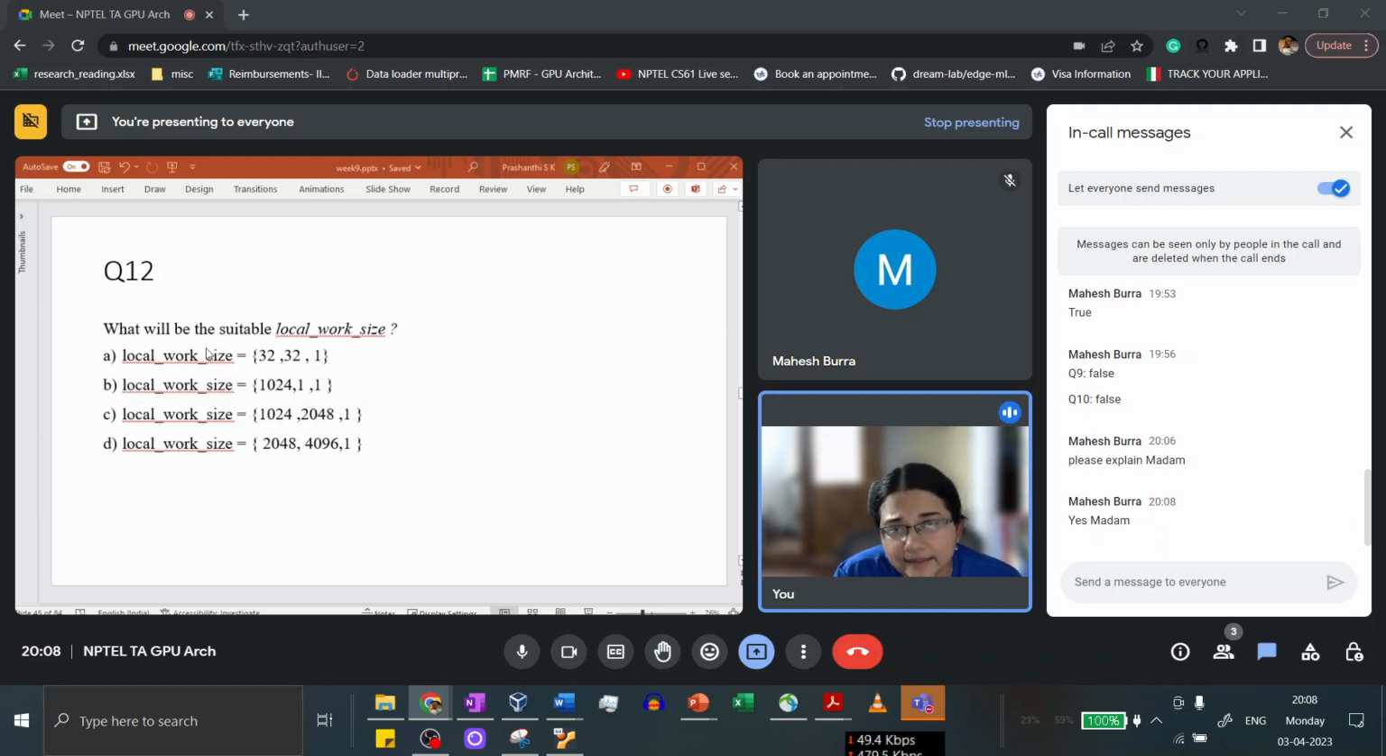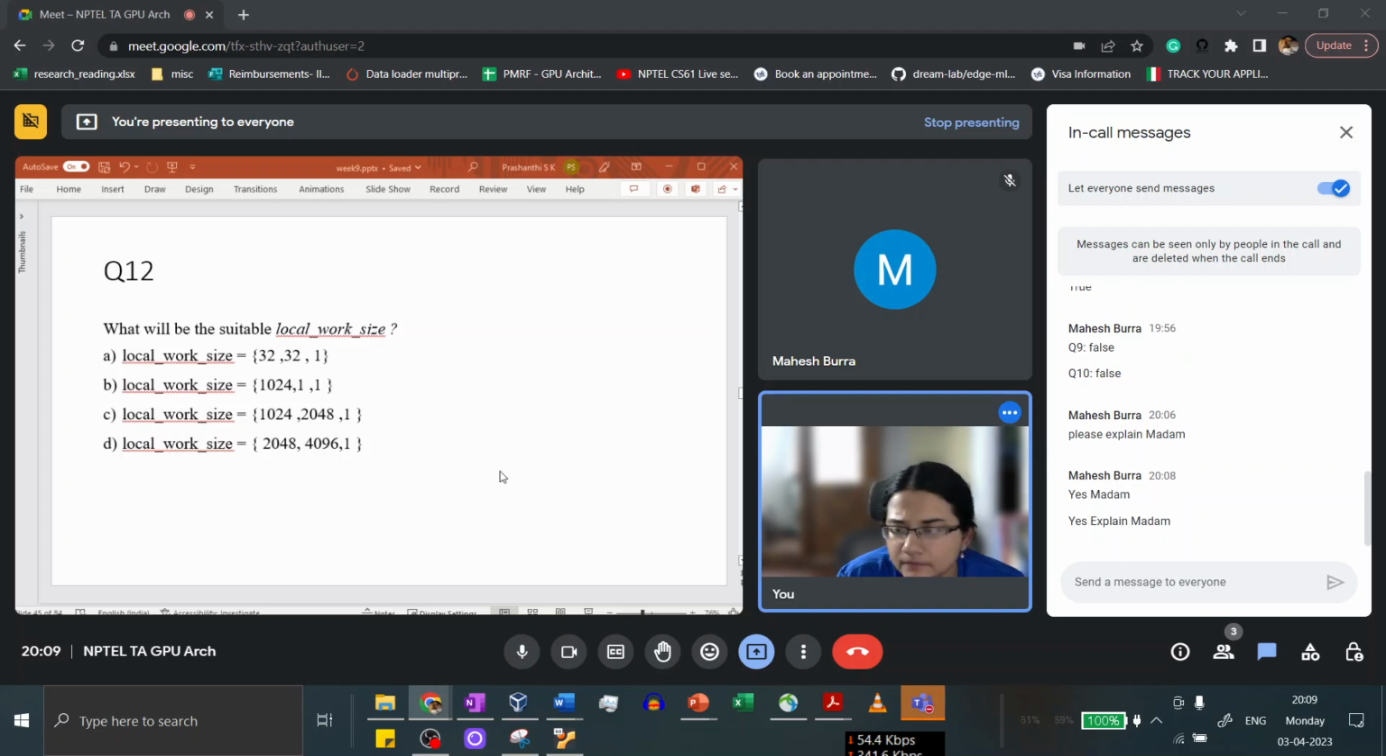Now, what will be the suitable local work size? Again, I'm going to assume that you want me to explain right away. If you want time to solve this, let me know. Okay, so let's look at the answer. Here it's 32, 32, 1. Why is it 32, 32, 1?